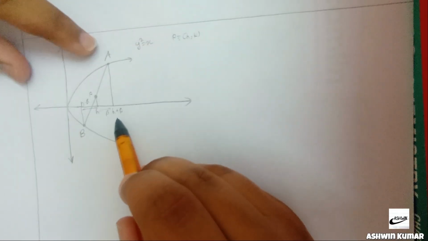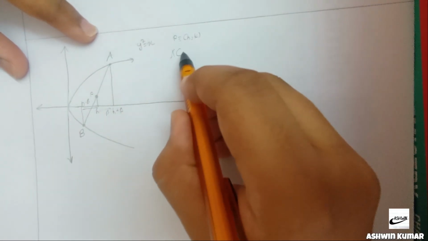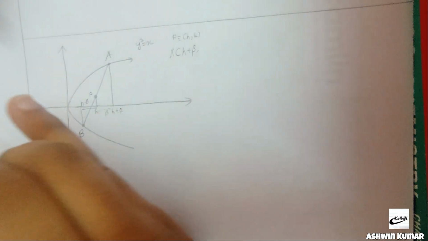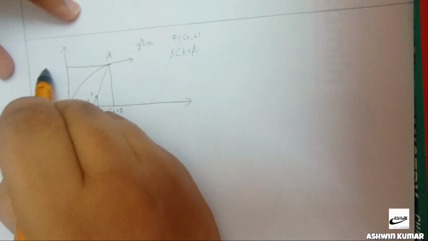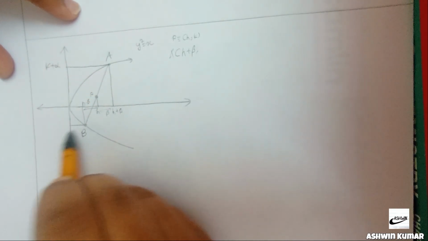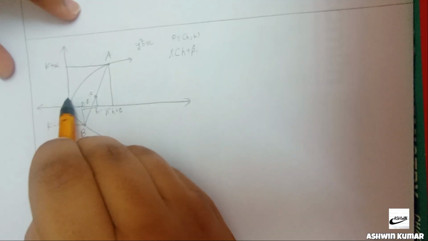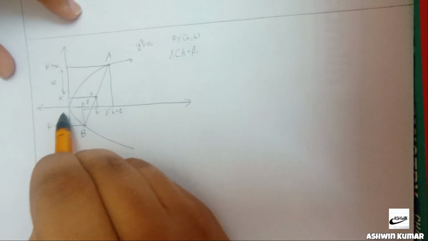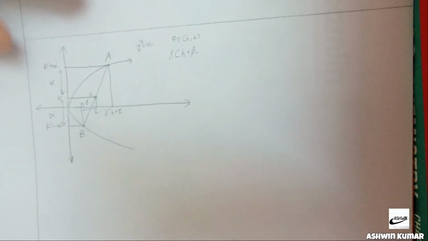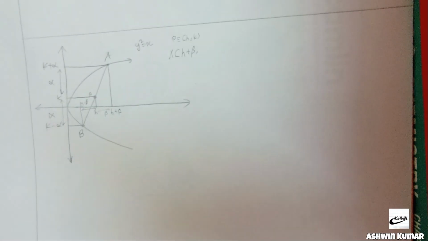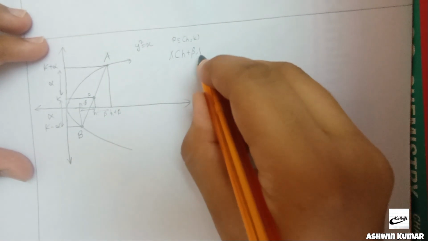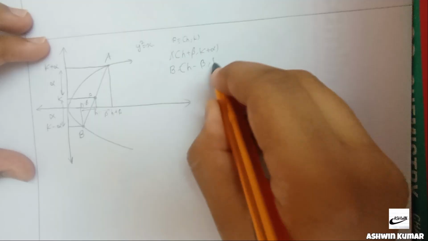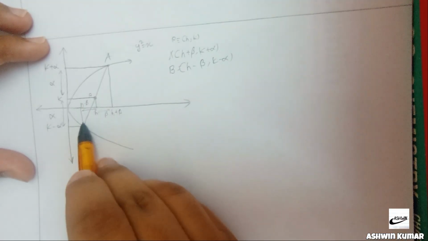Since this is h plus beta, my A coordinate will be h plus beta comma, and if I apply the same logic over the y-axis also, then this will be k plus alpha and k minus alpha. Why k plus alpha and k minus alpha? Because if I keep this as k, this will be at a distance of alpha, and this will be at a distance of alpha, hence this will be k plus alpha and this will be k minus alpha. So A will be (h plus beta, k plus alpha), and B will be (h minus beta, k minus alpha).